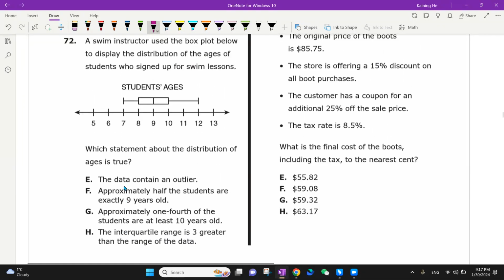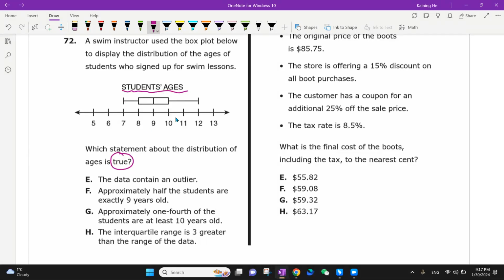Let's take a look at question number 72. A swim instructor used the box plot below to display the distribution of the ages of the students who signed up for the swim lessons. Now in here, the title says students' ages. That means this is going to be talking about 5 years old, 6 years old, 7 years old, all the way to 13 years old. The question asks which statement about the distribution is true. So we're going to analyze all of this.